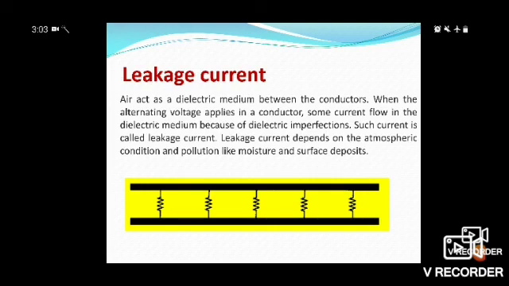Which will depend upon the atmospheric conditions, and not only that, it will also depend upon the pollution like moisture and surface deposits. So these are the leakage current between the transmission line, or which can come along with the transmission line.